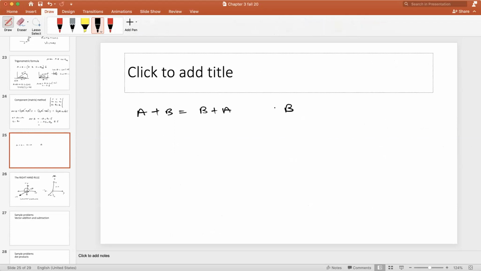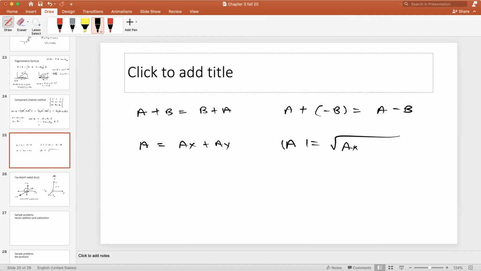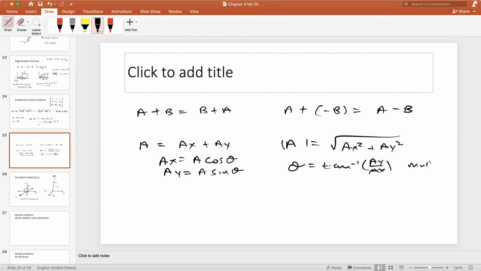A plus negative B is A minus B, okay? And A is equal to AX plus AY. Then A magnitude is AX squared plus AY squared, where AX is A cos theta and AY is A sine theta, and therefore theta is arctan of AY over AX, multi-valued.